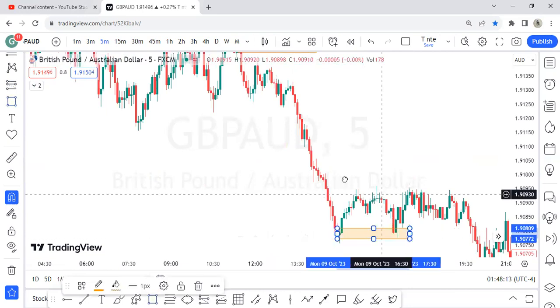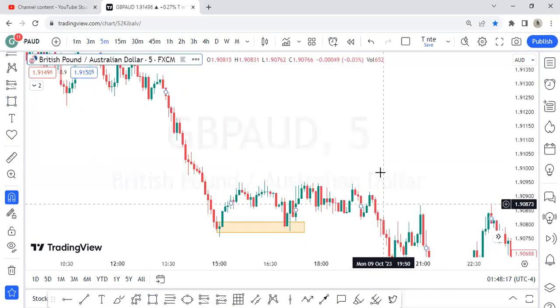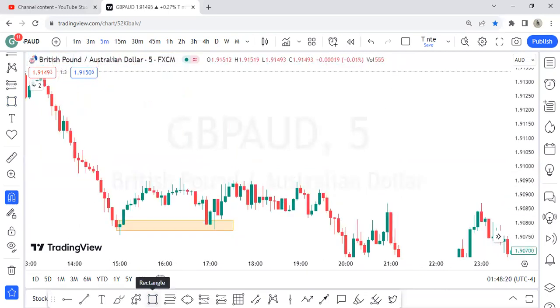The reason why this is not good is because this market is bearish. The market already had broken through. So you should always trade order blocks that are in line with the trend. You can see this order block, like this order block here.